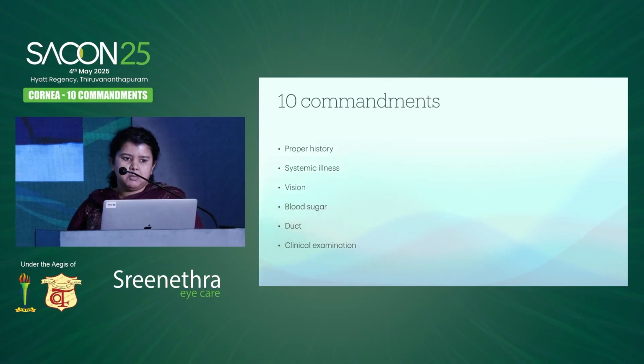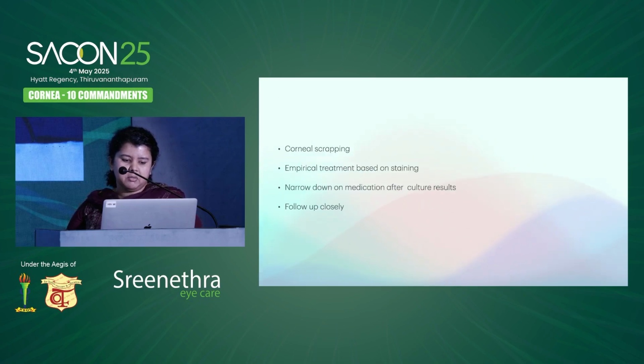So the 10 commandments will be a proper history taking, proper evaluation of systemic illness, visual acuity, whether it is correlating with the disease, blood sugar, the ducts examination, clinical examination, a corneal scraping with the proper culture, empirical treatment based on staining initially, and then convert over according to your culture results, and follow up the patients closely.